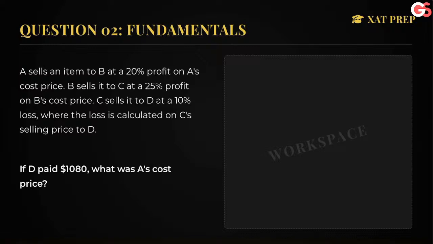So let the cost price of A be A, B be B, and so on. So B's cost price will be 1.2 times the cost price of A. B sells it to C at a profit of 25%. C sells it to D at a loss of 10%, which I have clearly mentioned with the loss calculator, so that nobody has any difficulty. So D is 0.9 times C. If D paid 1080, what was A's cost price?